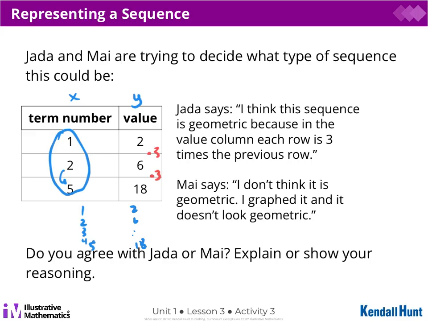So if it's not times, how else can we get from 2 to 6? Well, we can add 4. So 6 plus 4 is 10. 10 plus 4 is 14. And 14 plus 4 is 18. Now, how did I know to do this?